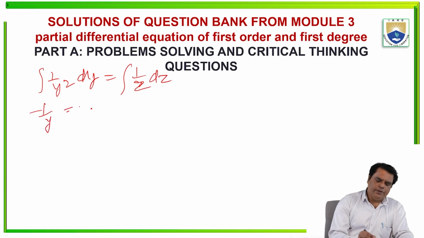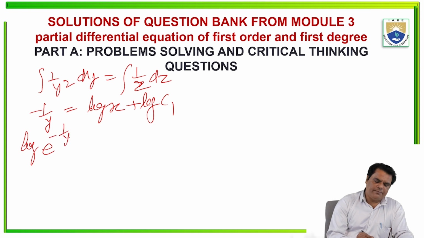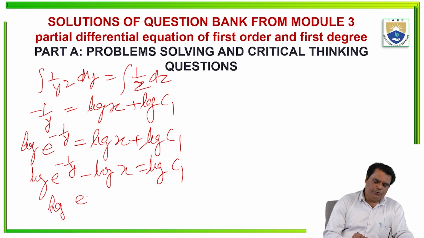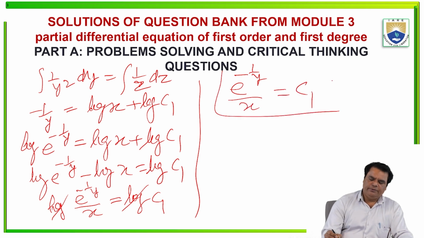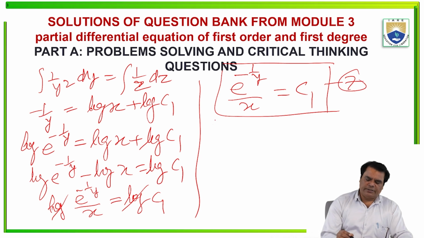So here is minus 1 upon y equal to log z plus log c1. This c and c1 are arbitrary constants. So log e to the power minus 1 upon y equal to log z plus log c1. So log e to the power minus 1 upon y minus log z equal to log c1. So log of e to the power minus 1 upon y upon z is equal to log c1. The logs cancel, and we get e to the power minus 1 upon y upon z equal to c1. This is the second solution, equation 7.